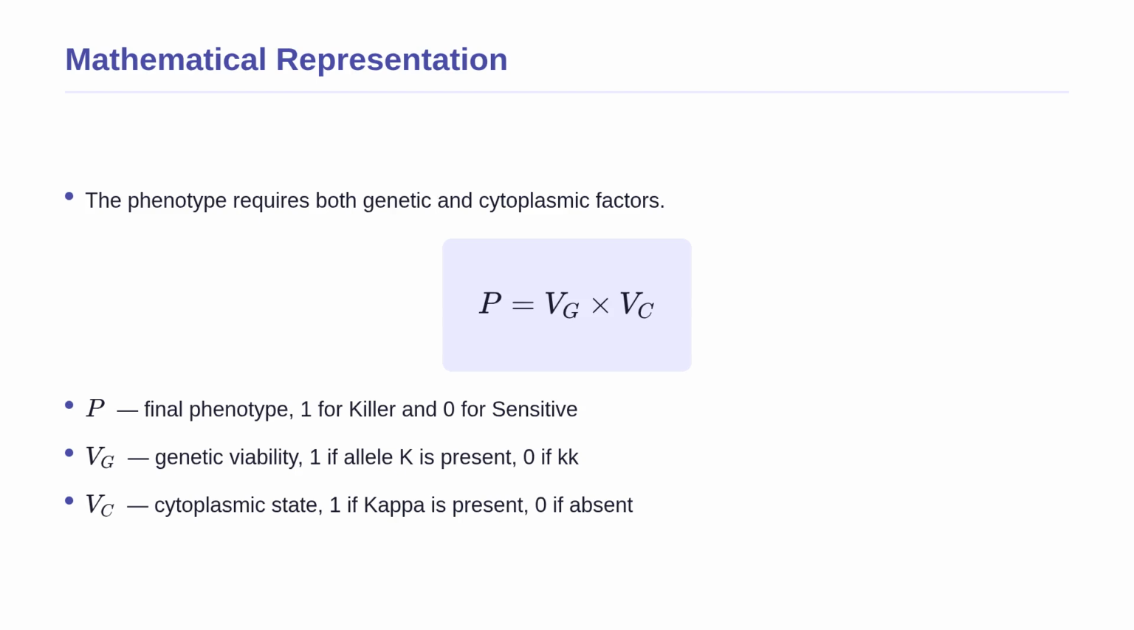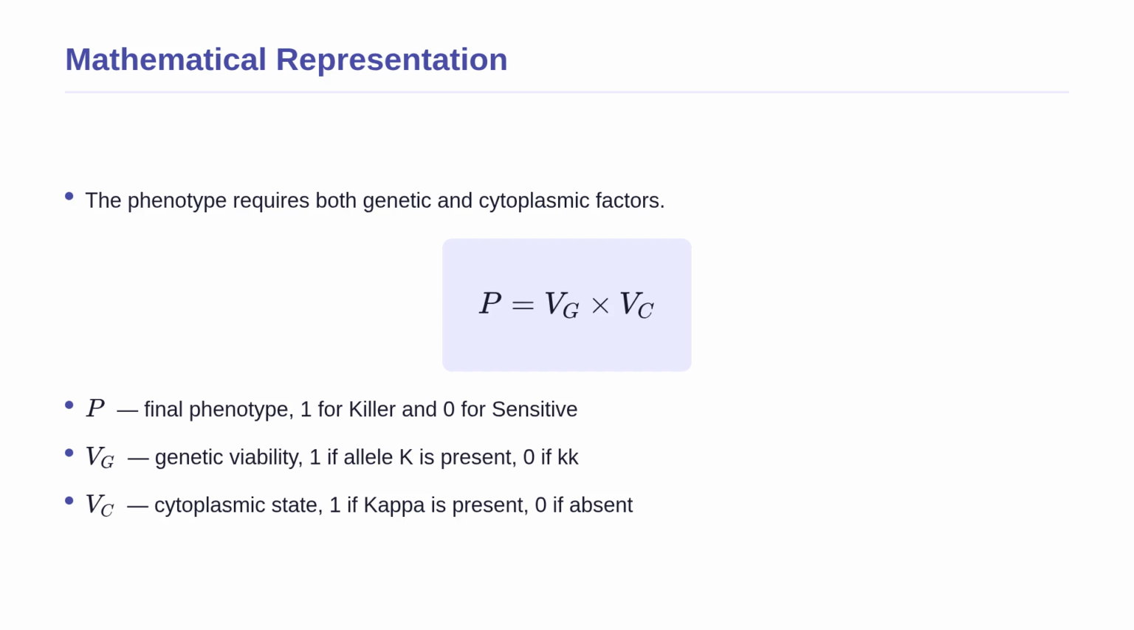To make this interaction perfectly clear, we can represent the phenotype mathematically. The formula is P equals V sub G times V sub C. Let us break down what each symbol means. P represents the final observable phenotype, where a value of 1 means the cell is a killer and 0 means it is sensitive. V sub G is the genetic viability factor.